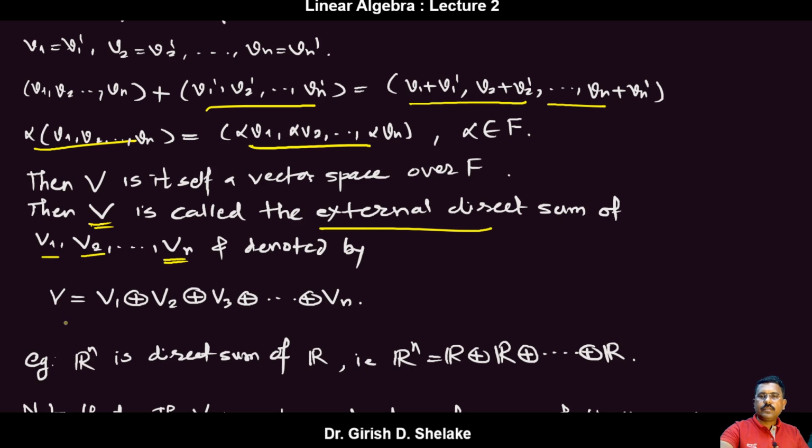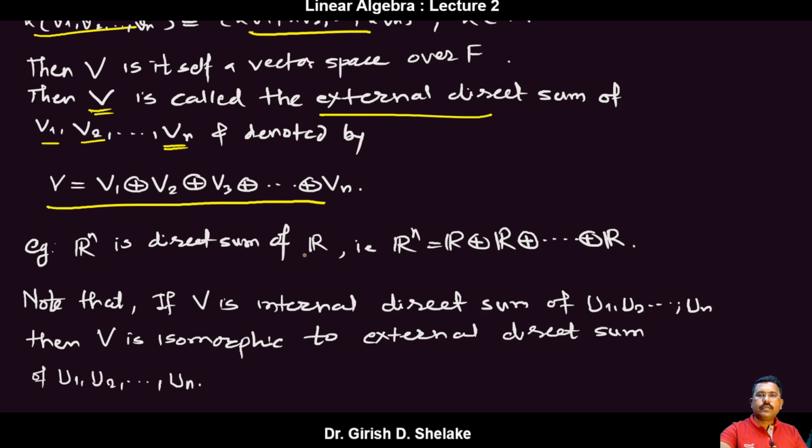And in this case it is denoted by V equals V1 direct sum V2 direct sum V3 and so on, direct sum Vn. Clearly Rn is a direct sum of R, that is, Rn is equal to R direct sum R and so on, direct sum R n times. Note that if V is the internal direct sum of its subspaces U1, U2 and so on Un, then V is isomorphic to the external direct sum of the spaces U1, U2 and so on Un.